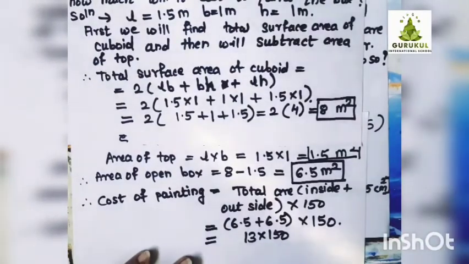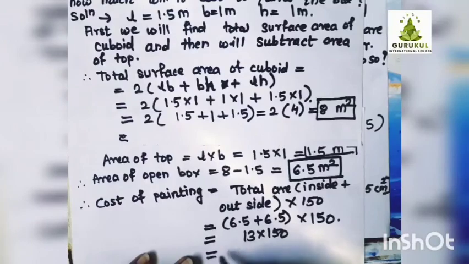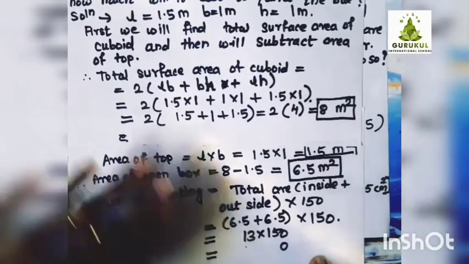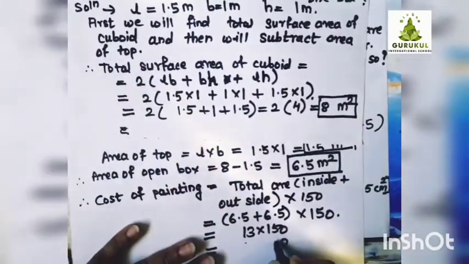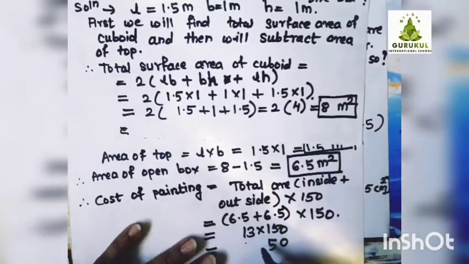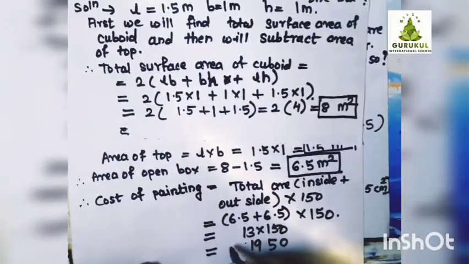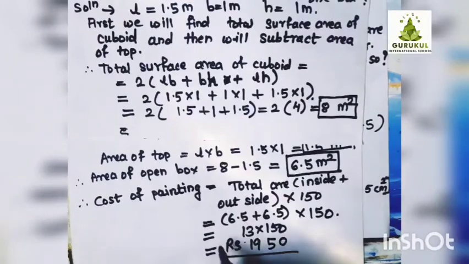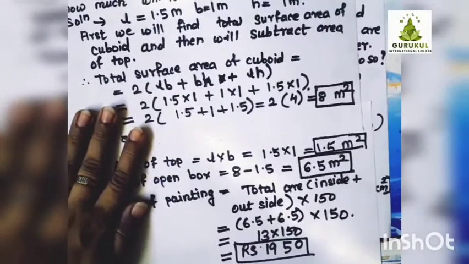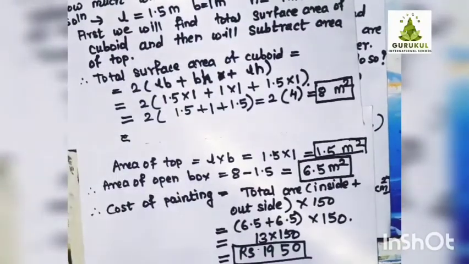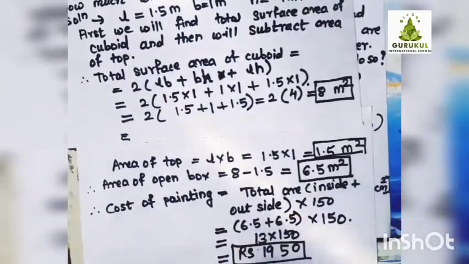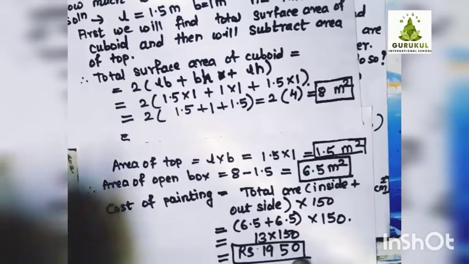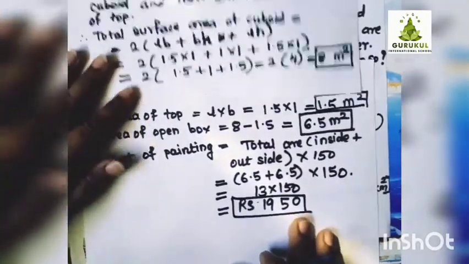Now 13 into 150, if you do, you will get 13 zeros are 0, then 13 fives are 65, carry 6, 13 ones are 13 plus 6, 19. So the cost will be rupees 1950. Correct? So this is the final answer. So what two answers do we have to give? That is, the area of the open box is 6.5 and the total cost will be rupees 1950. So I will write it down downside.